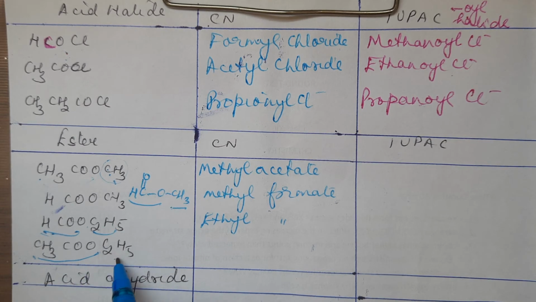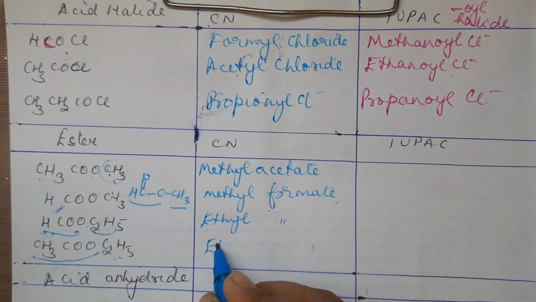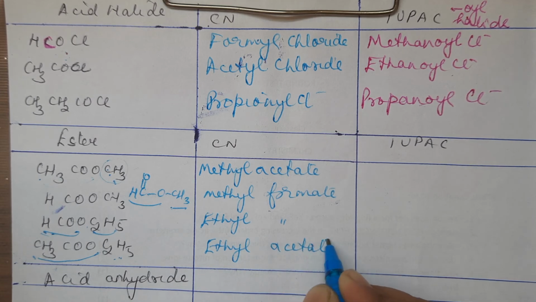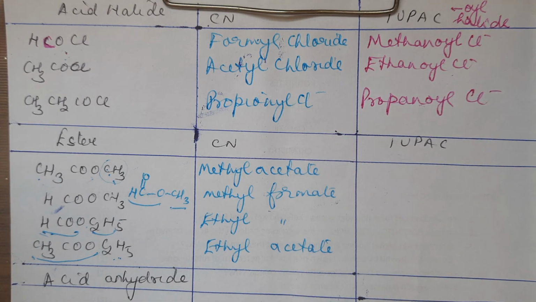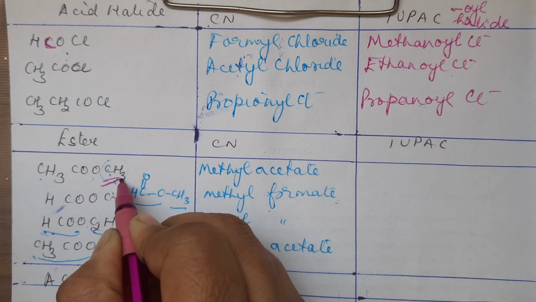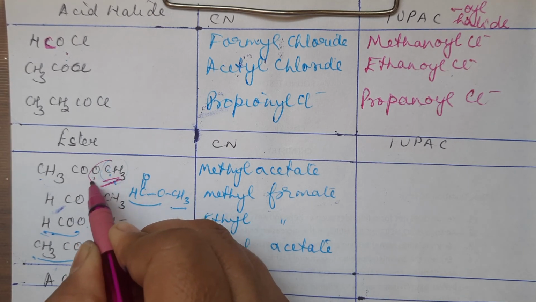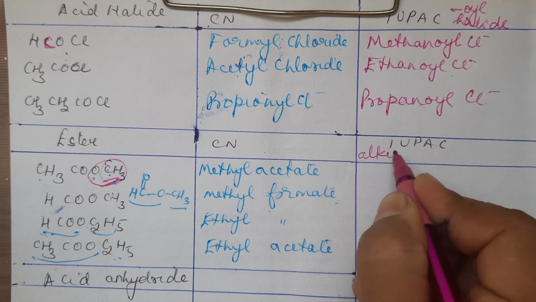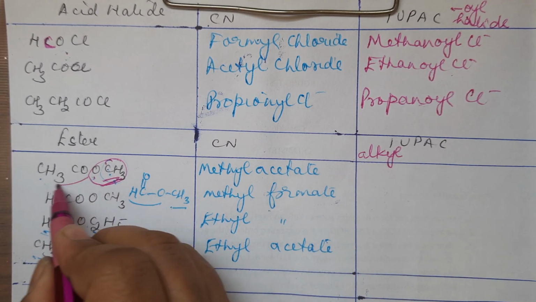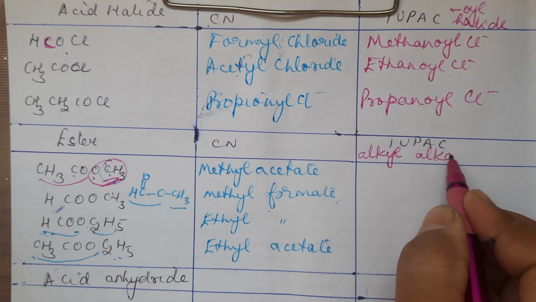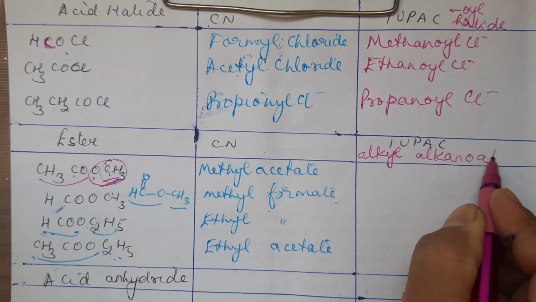CH3COOH. H is replaced by ethyl. So the name is ethyl acetate. Ethyl acetate. Okay. Now how do we give the IUPAC name to them? The part that is attached to O is named as alkyl. And the remaining part along with this carbon atom is named as alkanoate.